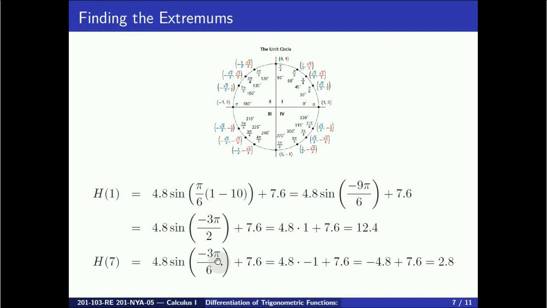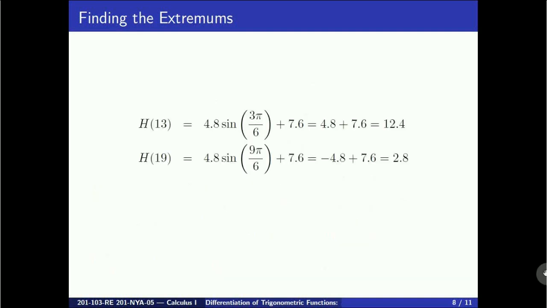H of 7 is obtained in a similar fashion, so we replace t by 7. So we get 4.8 sine of (7 minus 10), which is minus 3 pi over 6, plus 7.6. Now minus 3 pi over 6 is minus pi over 2. That's going to be coterminal with 3 pi over 2, and the y-coordinate at that point is minus 1. So we get minus 4.8 plus 7.6, which is 2.8 feet. So this is going to be one of the minimums.